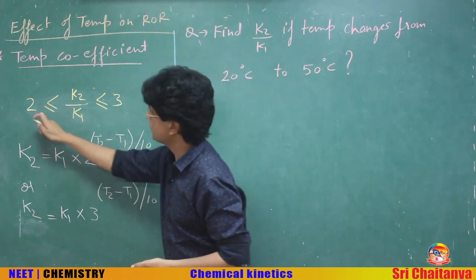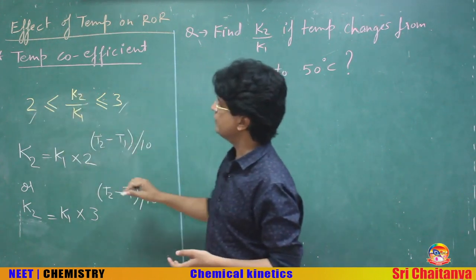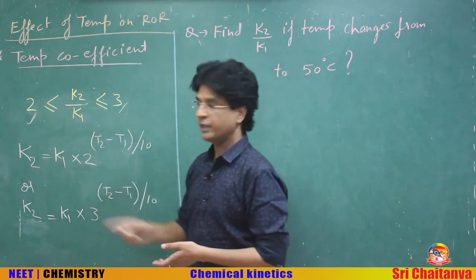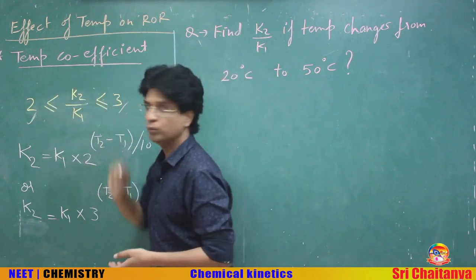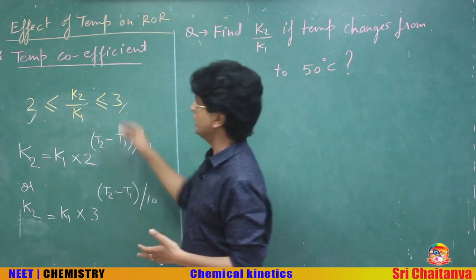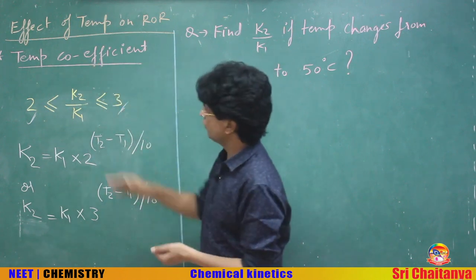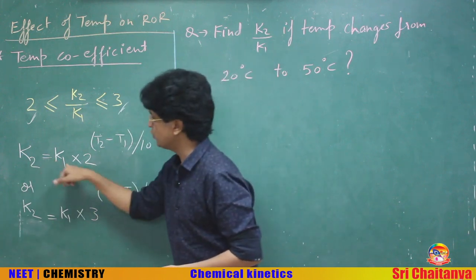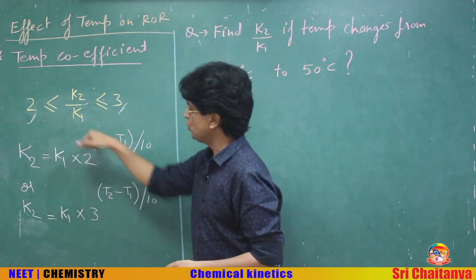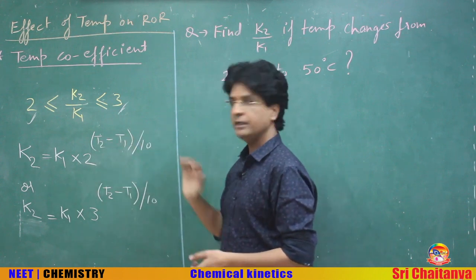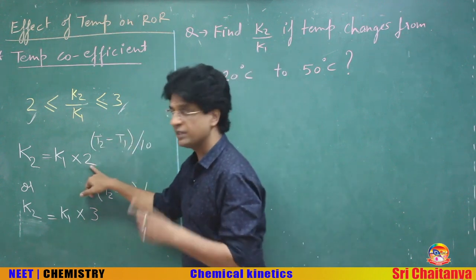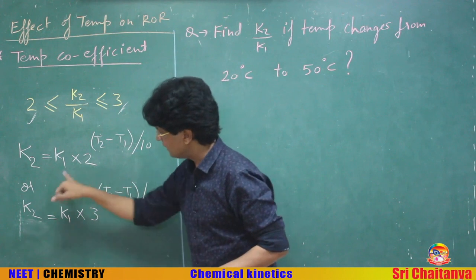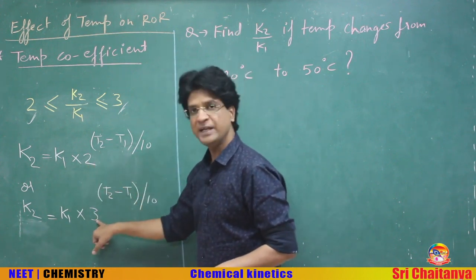So depending on whether this is 2 or 3, generally they give you questions on 2. The temperature coefficient being 2. They might also give you a question when temperature coefficient is 3. So for both of the cases, we have these two formulas. K2 equals K1 into 2 to the power of (T2 minus T1) divided by 10, if the temperature coefficient is given as 2. If it is given as 3, in place of 2, replace 3.